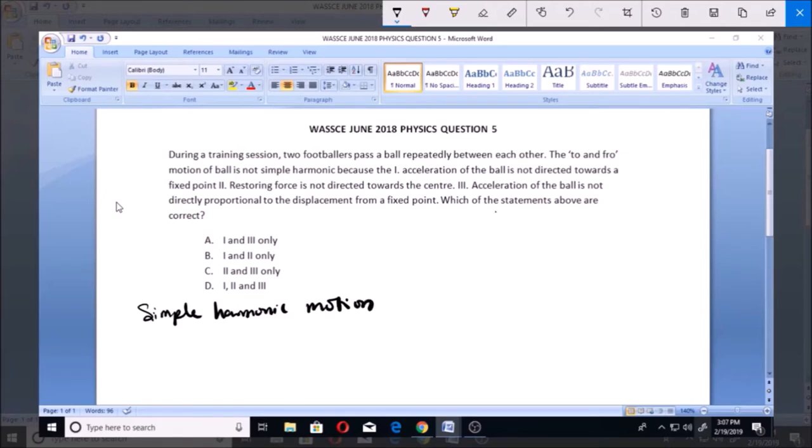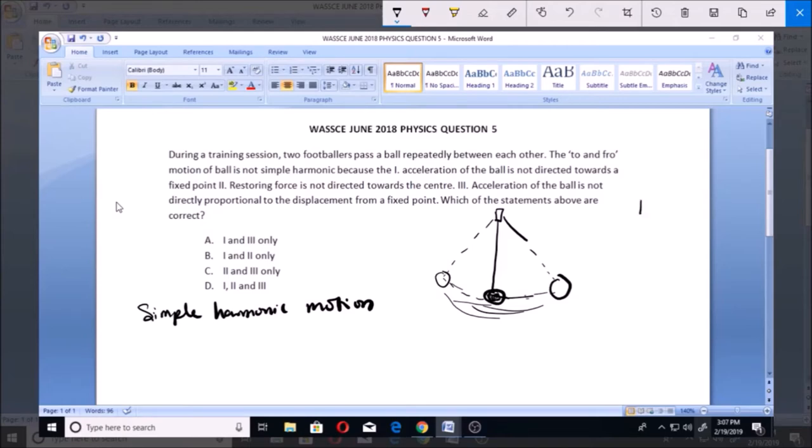From what we learned, we know that a simple pendulum is an example of simple harmonic motion. And we all know what a simple pendulum is. When you have a rope and you tie a load to it, this is the load. So when you pull this load like this, it's going to make this motion. It will continue to move like this, and the acceleration of this ball is directed towards the middle. It's making this motion over a fixed point.